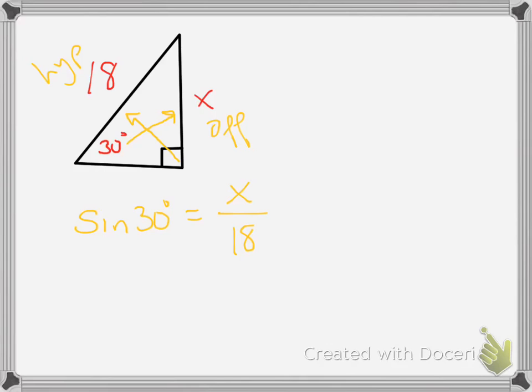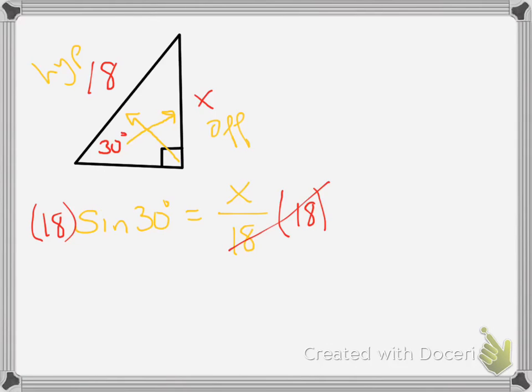At this point, you can do one of two things. You can either use your calculator to find the sine of 30 degrees, or you could first multiply by 18 on both sides to solve for x, and then do all the work in the calculator afterward. What I like to do is the multiplication first, or the solving part first. So to undo the dividing by 18, I'm going to multiply both sides by 18.